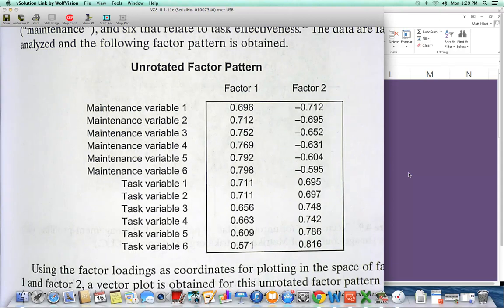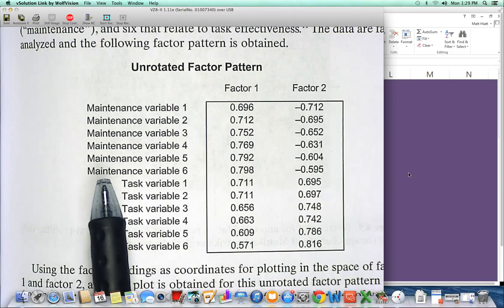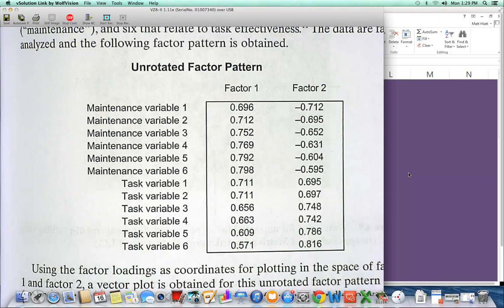Now suppose, for example, that an organizational psychologist has created a management profiling instrument consisting of 12 questions. 6 are related to effectiveness in working with people, and we call that maintenance, as seen here on page 189 of your text. And we have 6 questions that relate to task effectiveness. And the data are factor analyzed, and the following factor pattern is obtained. And we see that here.